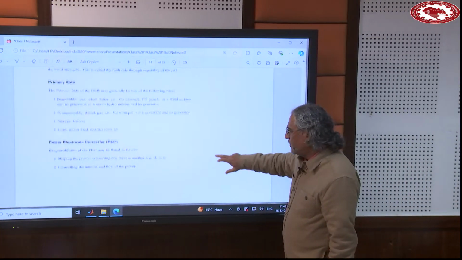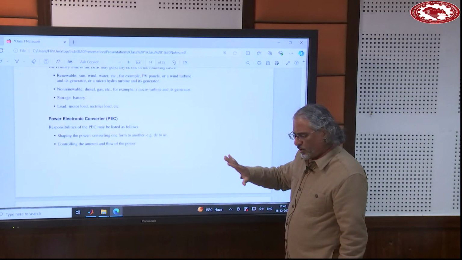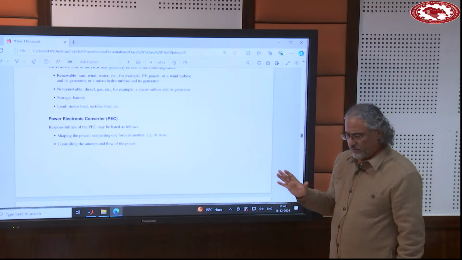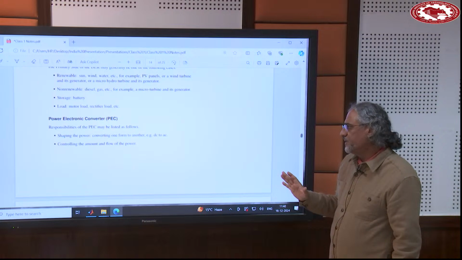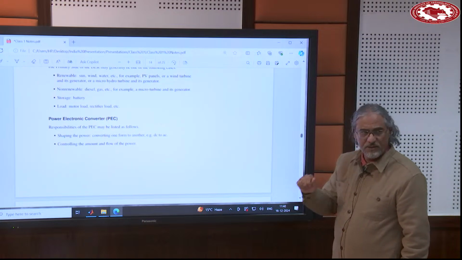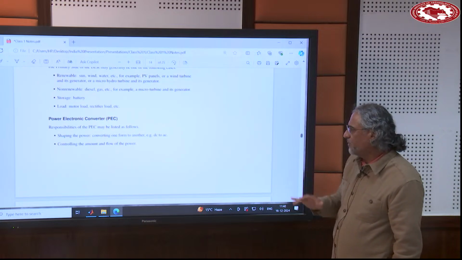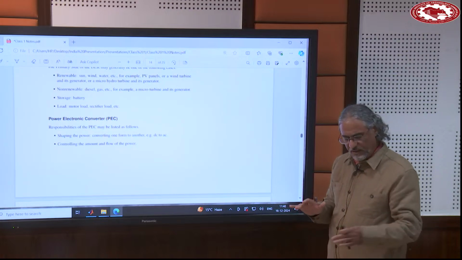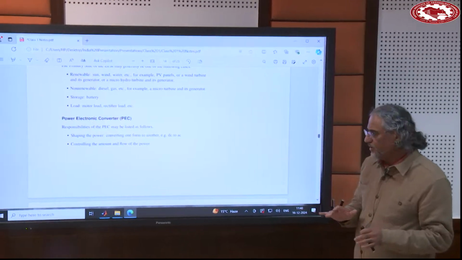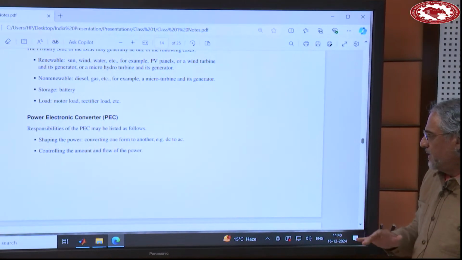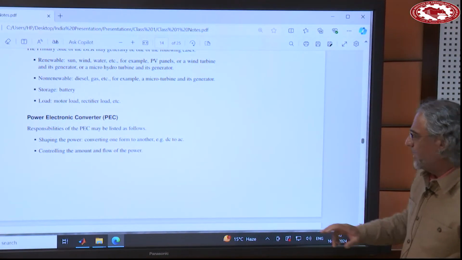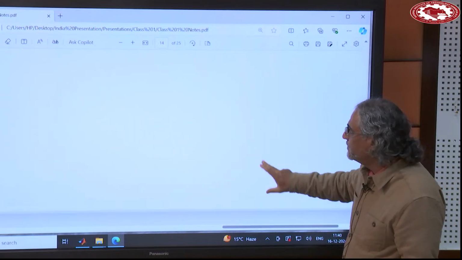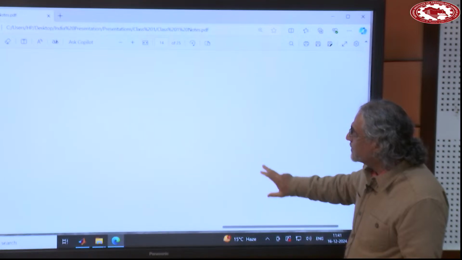Power electronic converter, basically the two jobs that a power electronic converter does is it converts or shapes the power, and it controls it. So these are the two jobs that a power electronic converter does. The shape of the power: DC, AC, single phase, three phase, these types of things. And then controlling the amount, the flow of power.